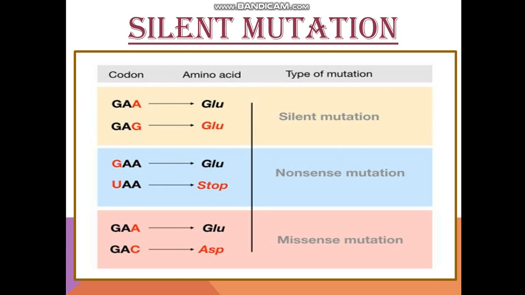So there is a law. This law I will not introduce now. The law will be introduced in class 12. But you can understand that when the third base is changed, and only the first two bases remain the same, then sometimes it is still coding for the same amino acid, and such kinds of mutations are called silent mutation. Clear?